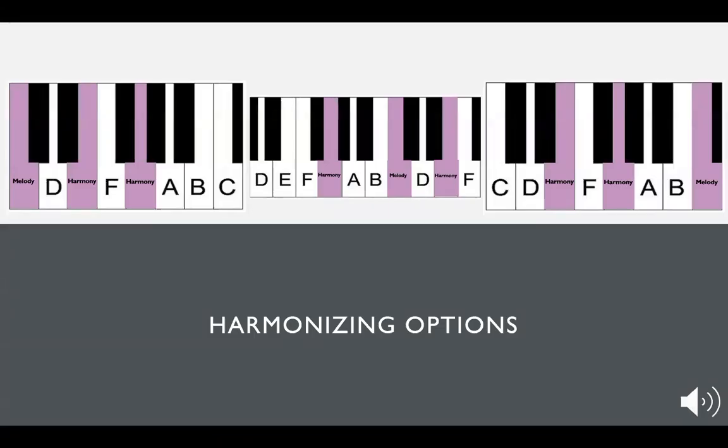Here are 3 different harmonizing options looking at the keyboard. The first option is putting the melody on the bottom. The second option is putting the melody in the middle with 1 harmony above and below. And the last option is having the melody on top with 2 harmonies below.